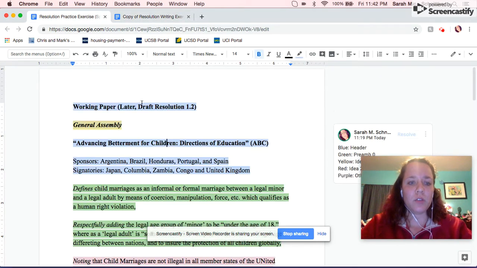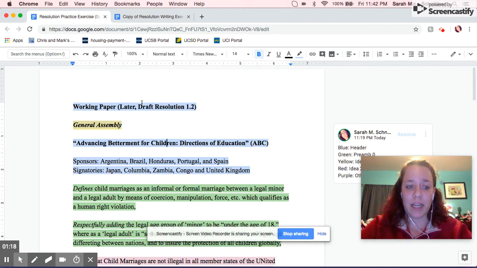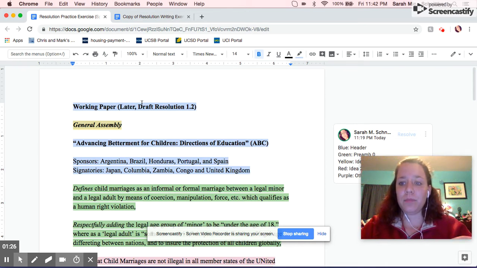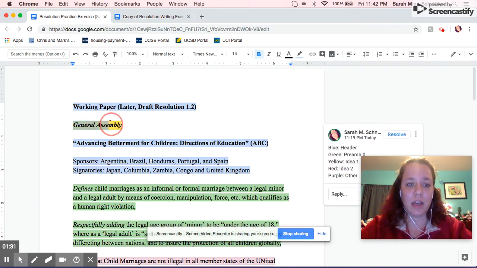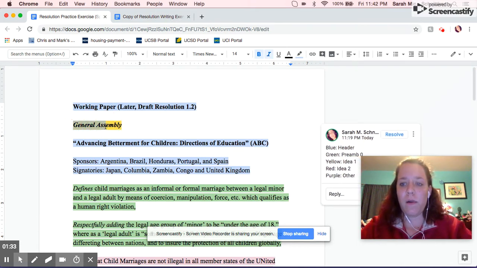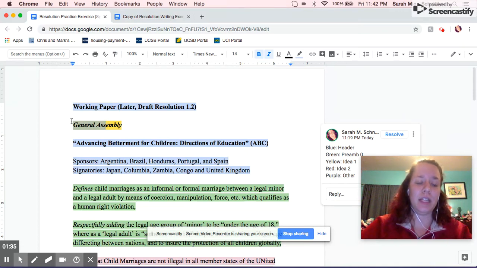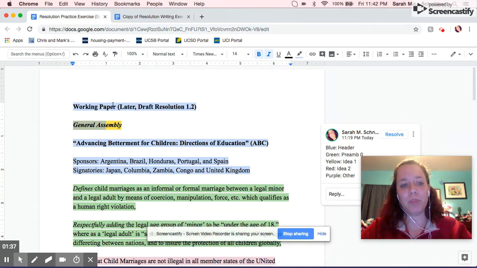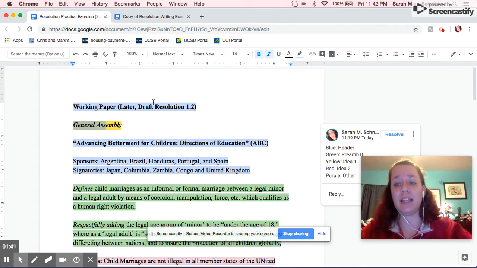All right. So I went ahead and drafted it. First, the header. I pulled this information directly from the scenario at the end of the resolution crash course. We have first the committee name in italics right here. Usually that would be right at the top, and you would leave the space for the working paper, and then the dais would include draft resolution, but we will cover that later.